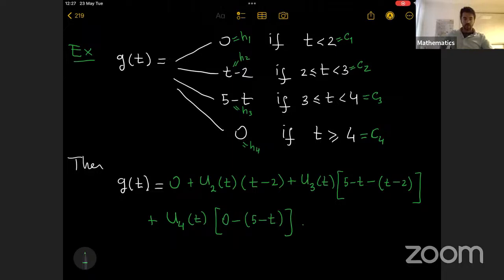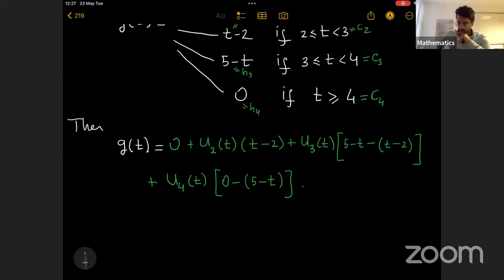Okay, so let's find the Laplace transform of u_c(t).